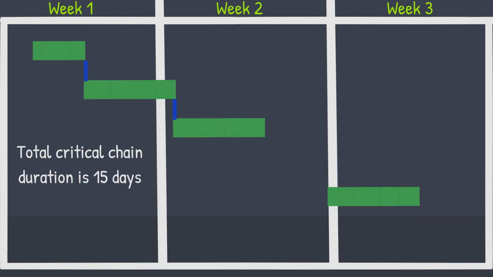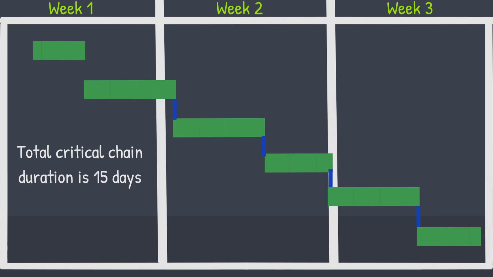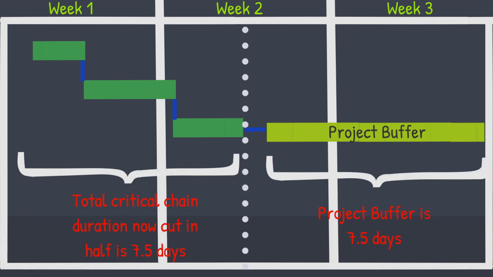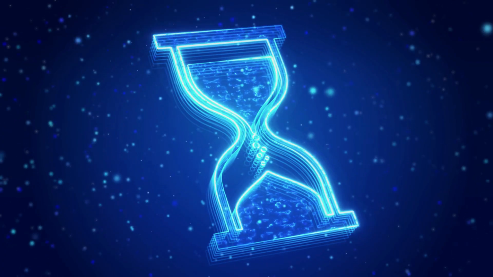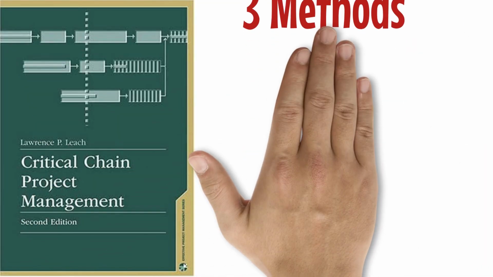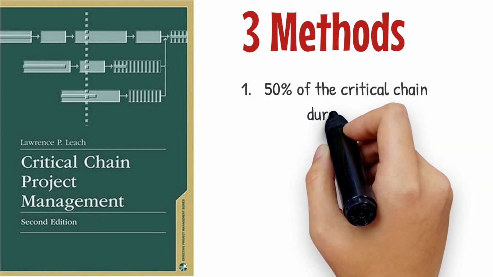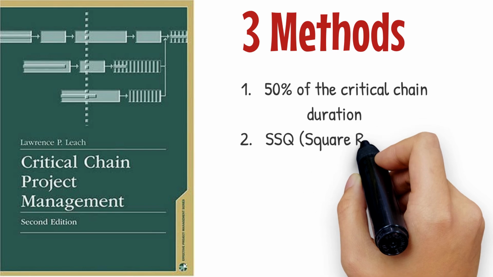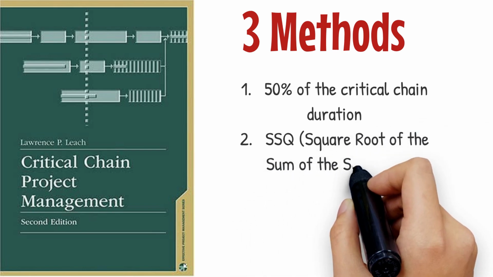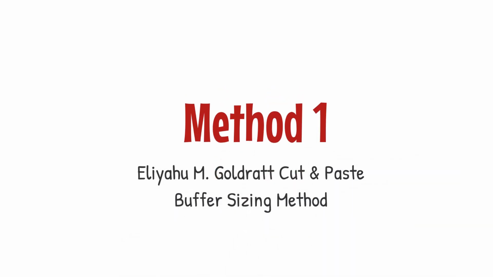One of the most straightforward and popular buffer sizing techniques is Goldratt's cut and paste method. In this approach, you take the total critical chain duration, cut it in half, and use the second half as your project buffer. But how do you size these buffers effectively? Lawrence Leach, in his book Critical Chain Project Management, explains how. He offers three methods: 50% of the critical chain duration, SSQ, square root of the sum of the squares, and bias plus SSQ.